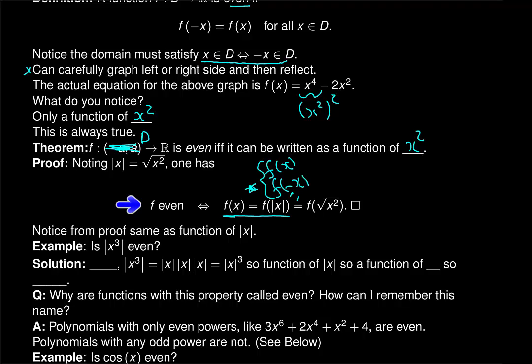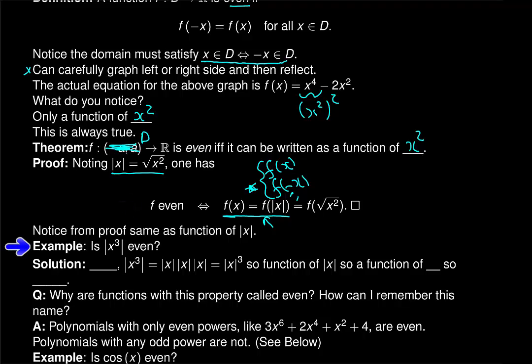But then this absolute value of x, we can just substitute in this formula we have. And so this is equal to f of the square root of x squared. Hence, it's a function of x squared. But in the process, going just from this step here, we also see that it's a function of the absolute value of x. So hence, we have the following fact. f is even if and only if it's a function of x squared, or if and only if it's a function of the absolute value of x.